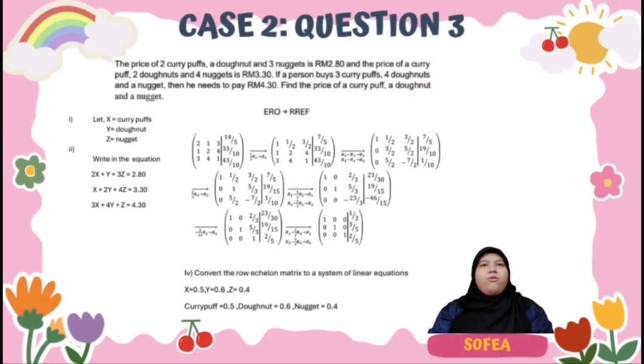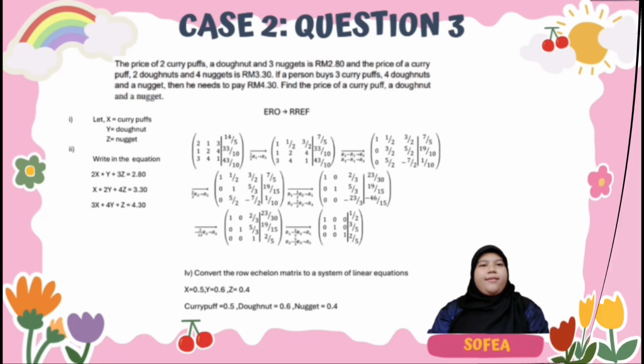First, we must declare X equal to curry puff, Y equal to donut and Z equal to nugget. Okay, second we write the equations and then we use ERO and we get RREF. Okay, for the curry puff we get 50 cents, donut we get 60 cents and nugget 40 cents.